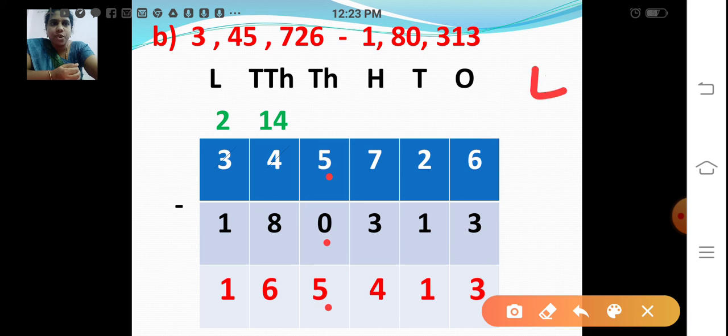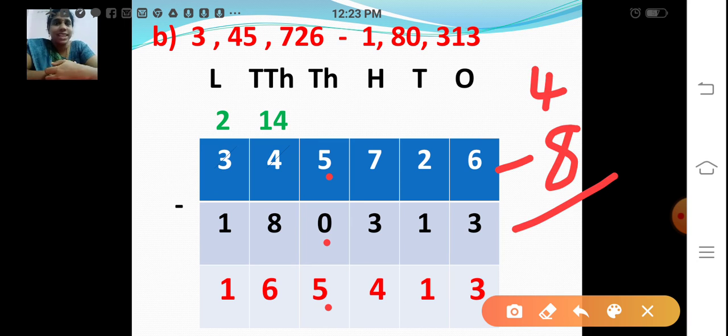What number am I having? 4 minus 8. Can you subtract 4 minus 8? That is not possible. So I'm going to borrow 1 from the lakh place. So my lakh place will become 2. So I'm giving 1 lakh. That means 10 ten-thousands, right? So now 10 plus 4, 14.